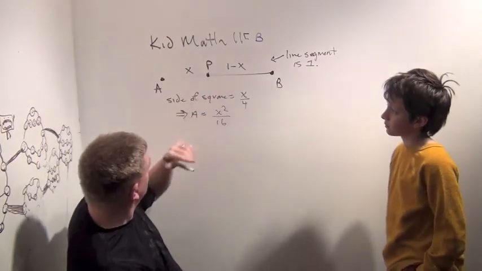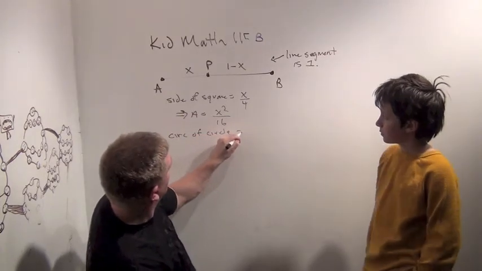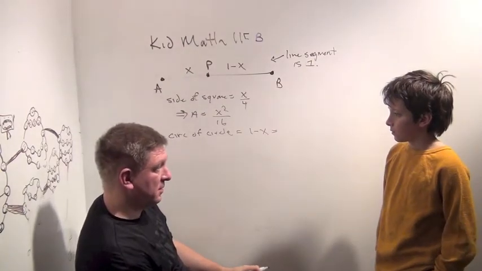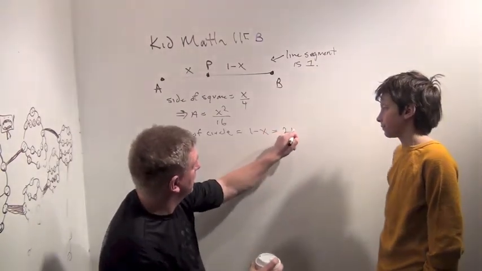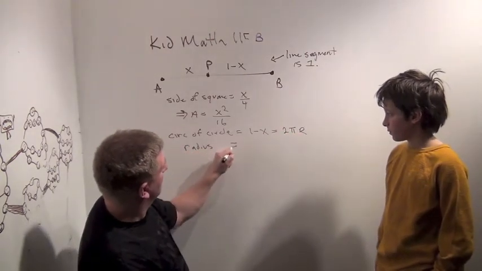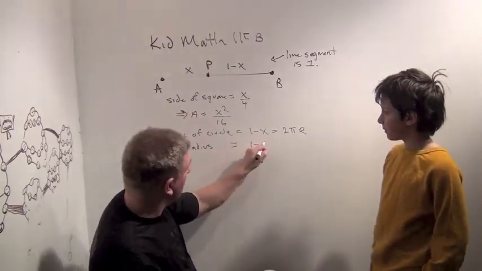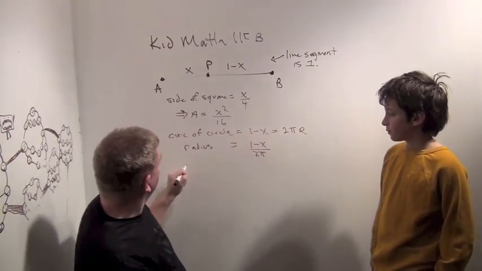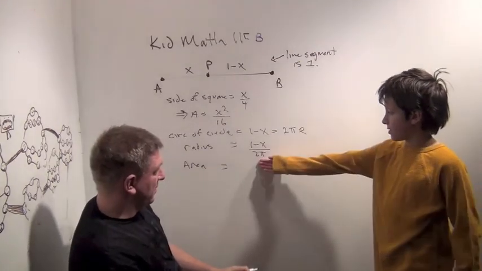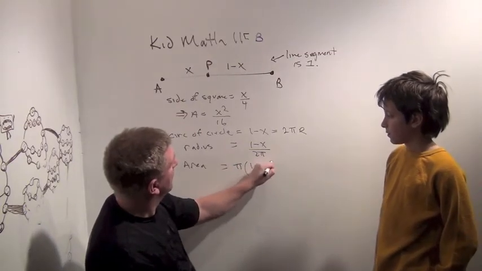Okay, so the circumference of my circle is 1 minus x. And what's the circumference of the circle formula? It's 2 pi r. So what's my radius of the circle? If 1 minus x is equal to 2 pi r, what's my radius? It's 1 minus x over 2 pi. What's the area? Well, it's pi times this squared. Pi times 1 minus x over 2 pi squared.